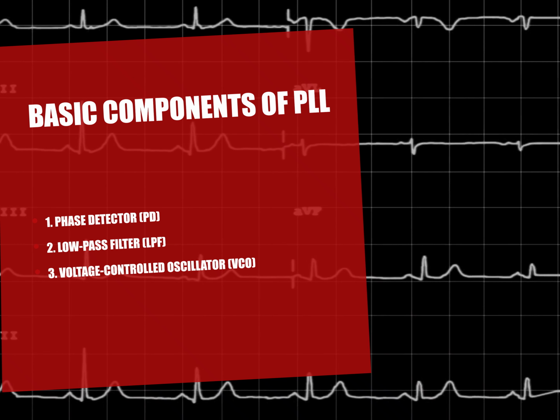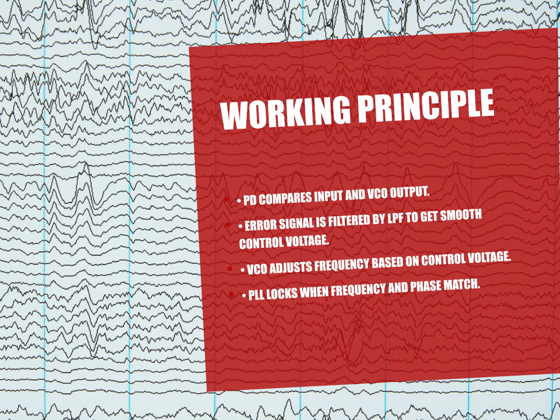Now let's look at the three main components that make up a phase lock loop. First, we have the phase detector, which compares the phase of the input signal and the output signal. Second, there's the low pass filter, or LPF, which removes unwanted noise from the error signal. And lastly, the voltage control oscillator, or VCO, which changes its frequency based on the filtered signal. These three parts work together to form the feedback system.